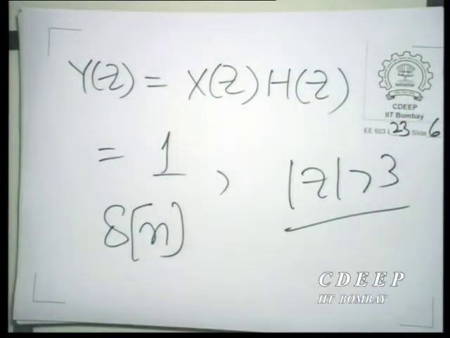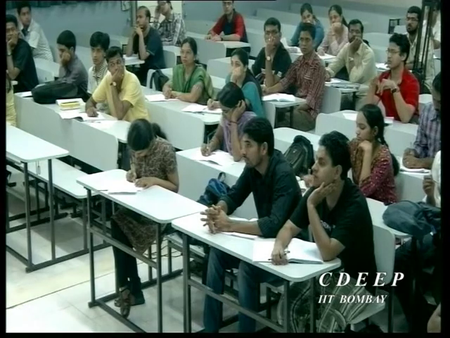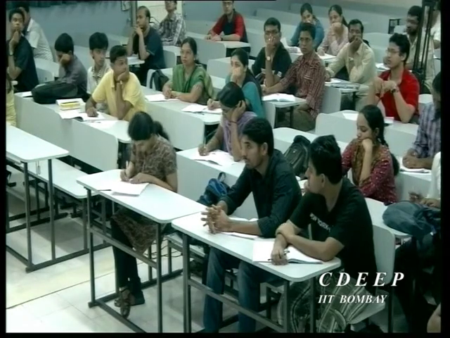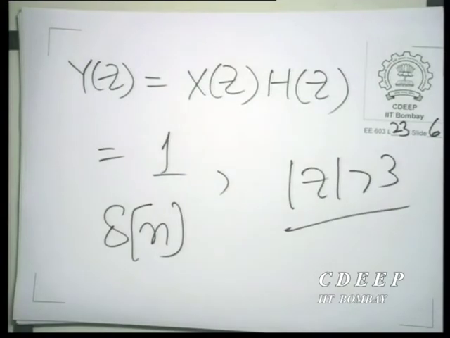So you see what is the region of convergence? At least mod z greater than 3. So the question is why were we taking mod z greater than 3? The answer is that the region of convergence is at least the intersection, if not more. So here we are sure that there is some part in the region of convergence. Mod z greater than 3 is the minimum part.